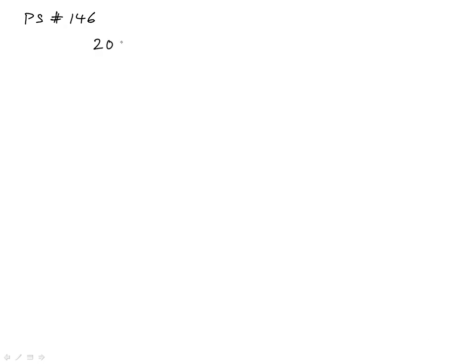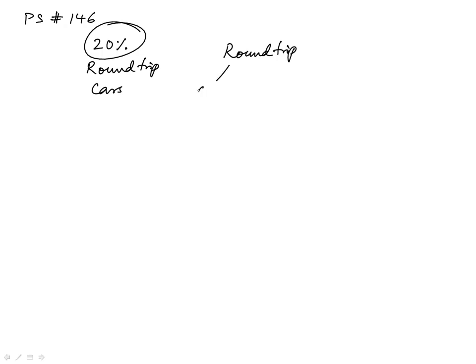So in this problem, we're given that 20% of the passengers of a ship held round-trip tickets and also took their cars. So 20% of the people had both. And it says that 60% of the passengers with round-trip tickets, so if this is the people with round-trip tickets, 60% of those people did not take, so no cars, which means the remaining 40% of the people with round-trip tickets did take their cars.